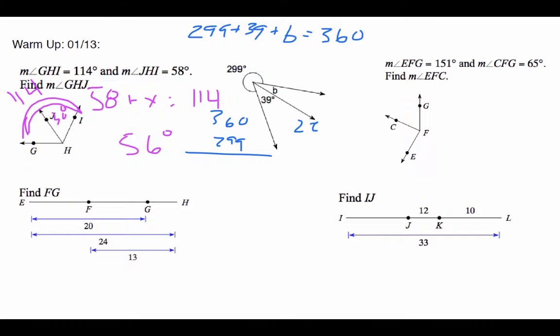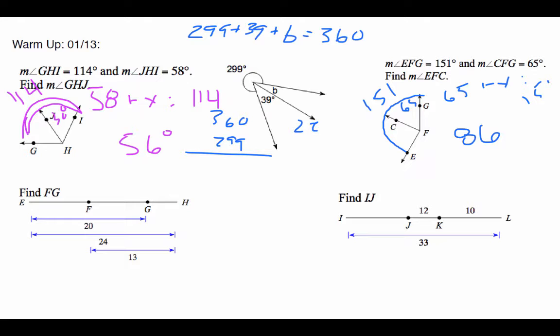Last but not least, we have this one again. It's telling us that this whole angle measure here is 151 degrees. It's giving us 65 degrees in CFG. So again it's 65 plus our unknown angle x equals 151. Solve it like you would. Subtract 65 from both sides, and you're left with 86.